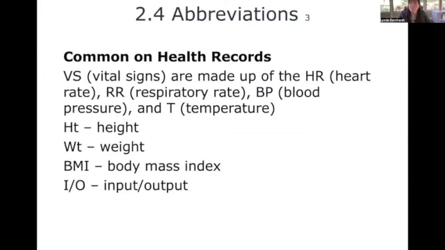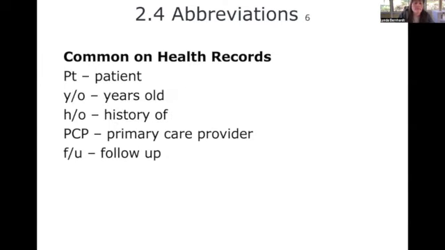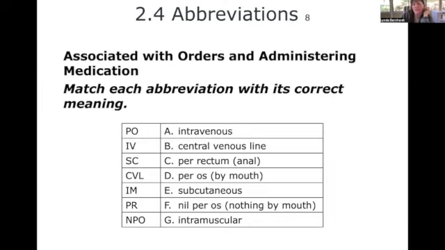Common health records. Used for symptoms or exam findings. So here you are supposed to be testing yourself. You're going to match each abbreviation with its correct meaning. It's kind of not super difficult because it's pretty much just acronyms. And then here, associated with orders and administrating medications. Again, here you're supposed to be matching the abbreviations with its correct meaning. This will be in your textbook, so it's a good practice.